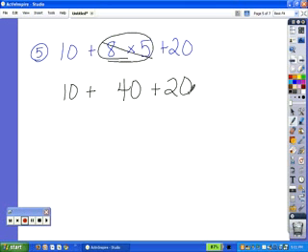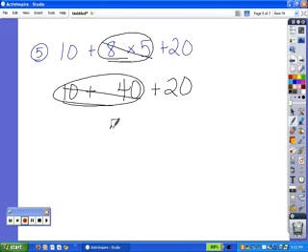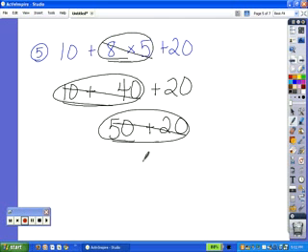Now, since we're only left with addition, we're at step 3, which tells us to add and subtract from left to right. So we start on the left, and we'll add 10 plus 40, which is 50. And then we can add our last step, 50 plus 20, which would give us 70.